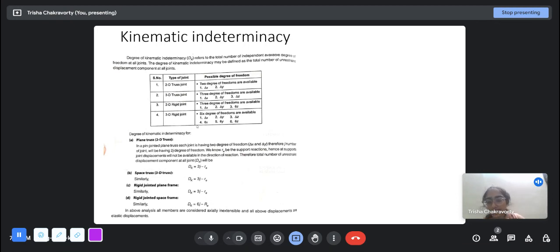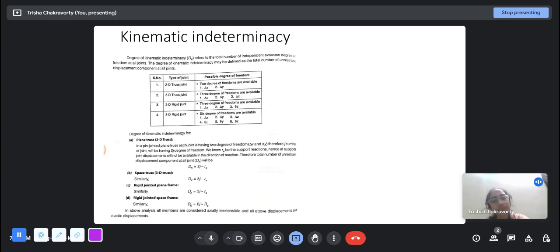And for the degree of kinematic indeterminacy, there are formulas. For plane truss or 2D truss, this is the formula, because at each joint, suppose there are j number of joints, at each joint we have 2 degrees of freedom. So the total number of degrees of freedom is 2j, and the total number of reaction supports is re. Then those are restrained. The support reaction, like if there is a hinge support at one joint, both delta x and delta y are restrained at that point. If there is a roller support at some point, maybe the delta y is restrained at that node.